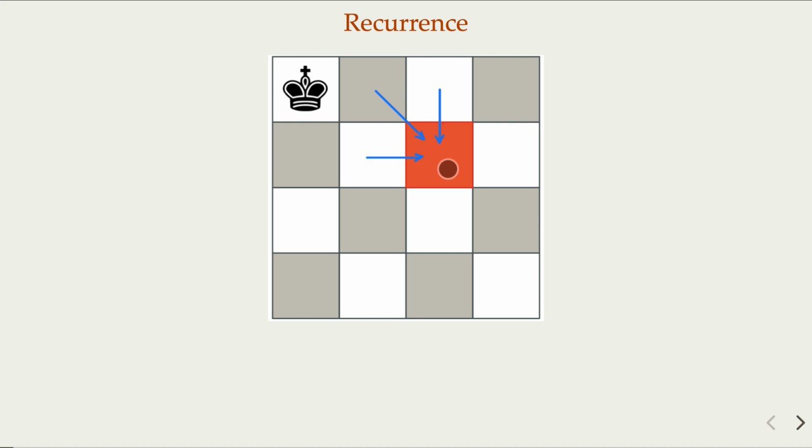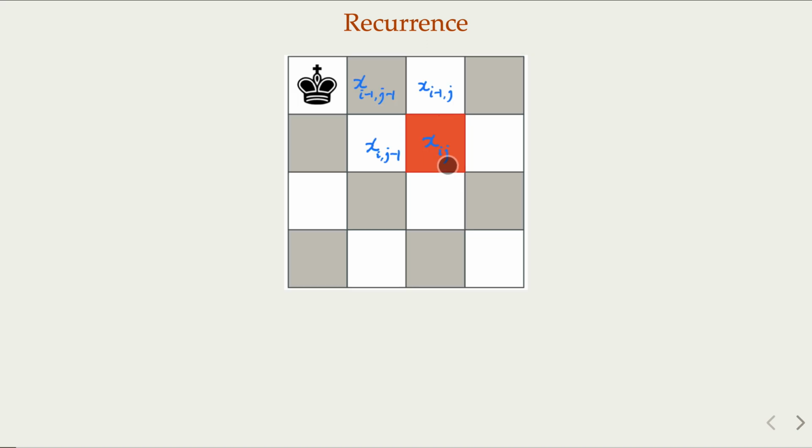let's say it's the ith row, jth column, the relation here is that this number, the number of ways, is going to be the summation of the number of ways to reach the top cell, the left cell, and the top left. Okay, so in other words, the recurrence relation is governed by this, where ith row, jth column.